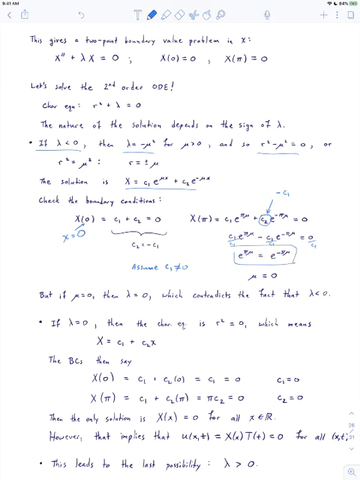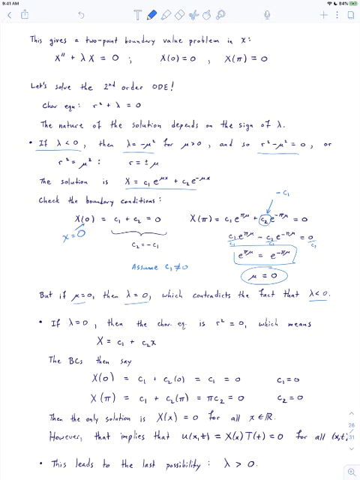Well, you have e to the pi mu is equal to e to the minus pi mu. Of course, the exponential is a one-to-one function. The only way that can happen is if their exponents are the same, which means that pi mu is equal to minus pi mu, or mu is equal to minus mu. The only way that can happen is if mu is equal to 0. But it can't be, because mu is assumed to be positive. If mu is equal to 0, then lambda is 0, which contradicts the fact that lambda is a negative number.